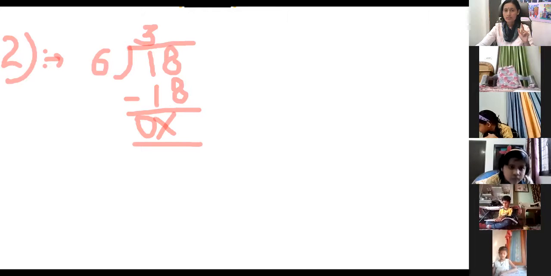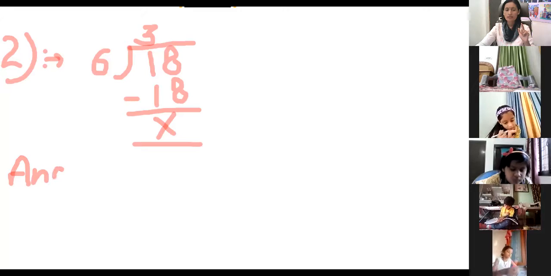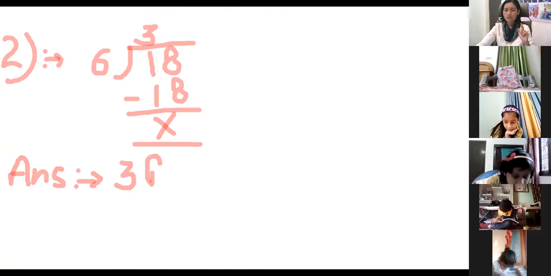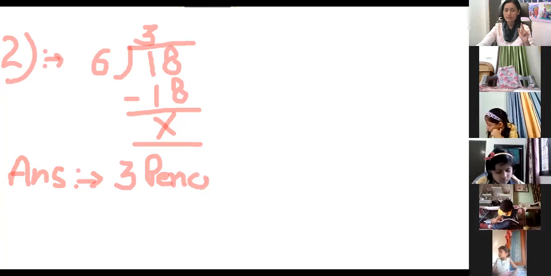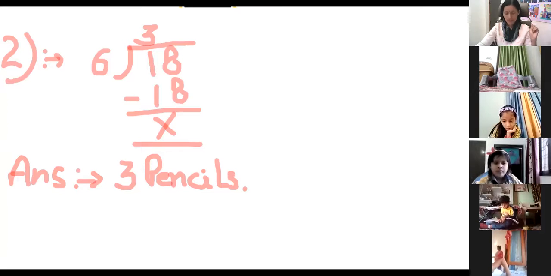Okay. So now what will we write down? Answer. We have to write down the answer. What is the answer? Answer means 3 pencils. Each child will get 3 pencils only, right? Write down in your copy quickly. Three pencils. Done.